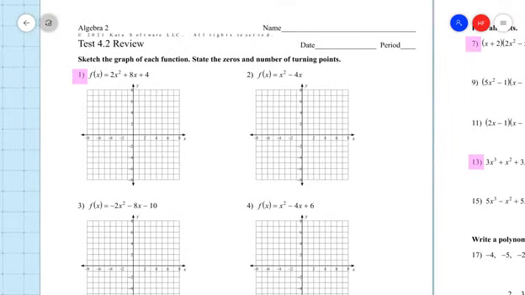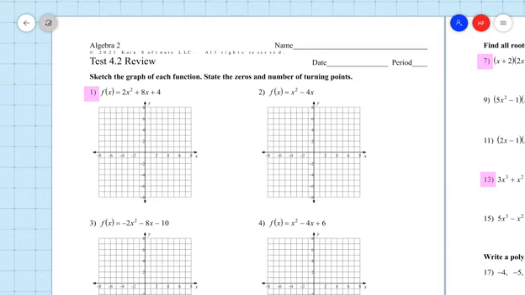So on the first section, we are sketching the graph and then stating the zeros and the number of turning points. On number 1, we have this function 2x squared plus 8x plus 4. Remember, when we are factoring, the first thing we want to do is find a GCF if we can. And on number 1, I can divide each of those terms by 2. So we get f of x equals 2 times (x squared plus 4x plus 2).